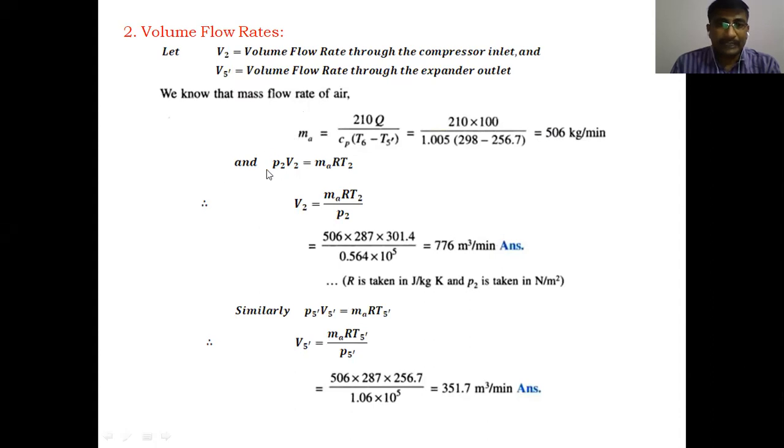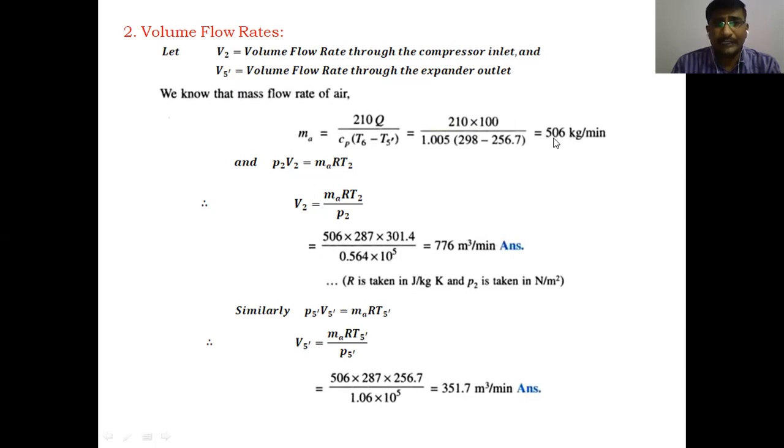From this mass flow rate, we can apply the gas equation at state point 2, that is at the inlet of the compressor. P2 V2 equal to MA into R into T2, where T2 is the temperature at the inlet of the compressor. Therefore, from this ideal gas equation, V2 equal to MA R T2 by P2.